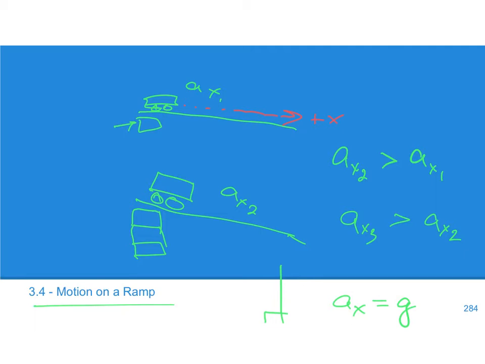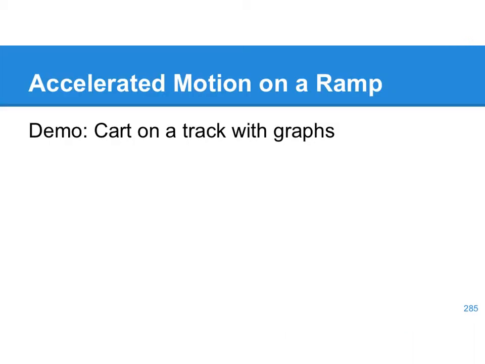You don't have to be able to derive this. All you have to know is that ax equals g sine theta, all right? If that's all you get out of this, anytime we've got a ramp, that's all you need. But you're in AP Physics, so we're going to talk about where it comes from. Just like in biology, they talk about where babies come from.